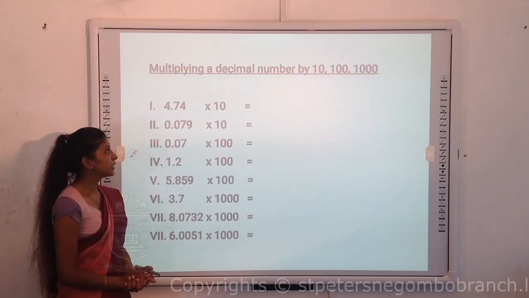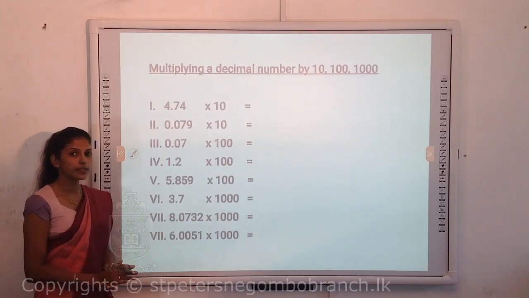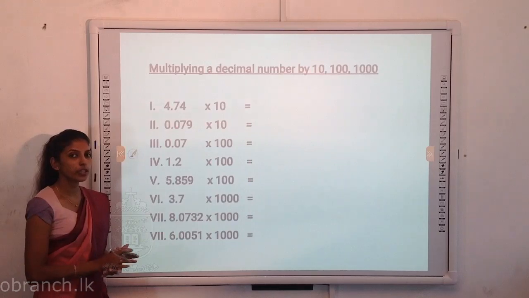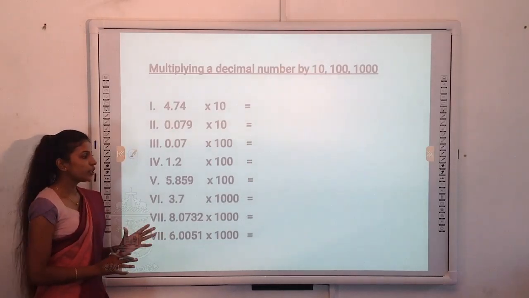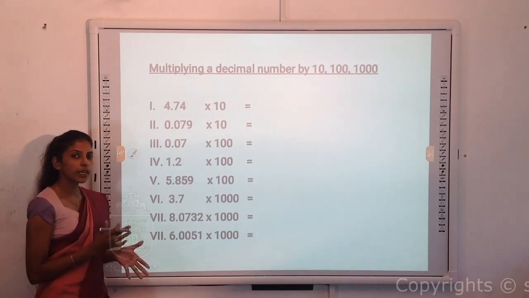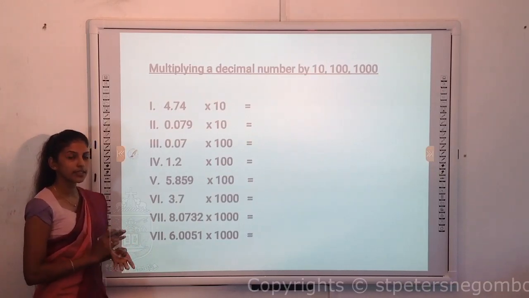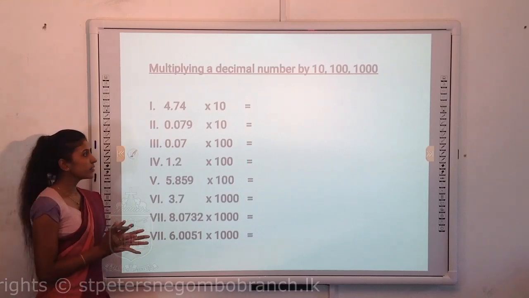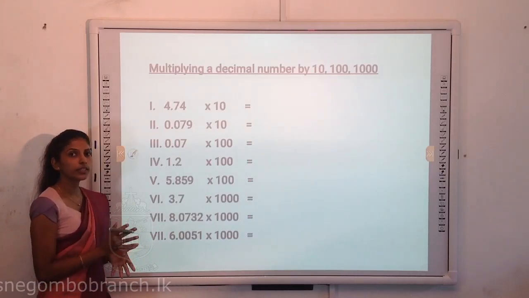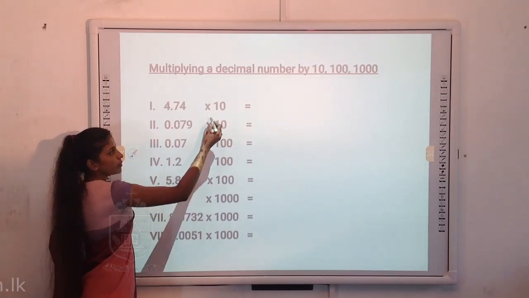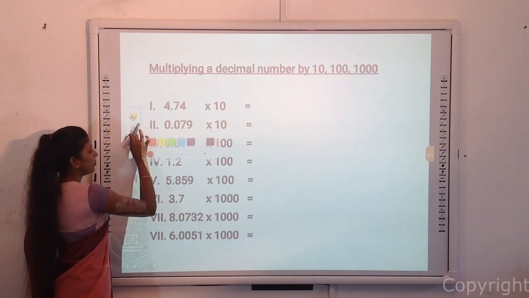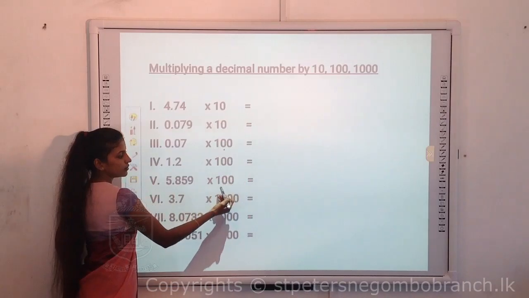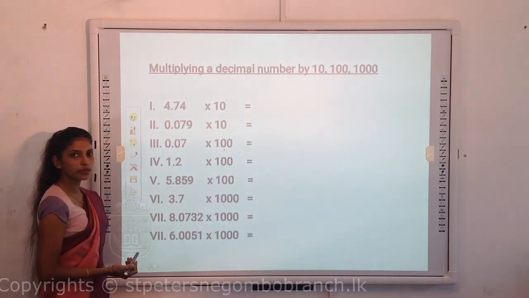Next, moving to multiplication of decimals by powers of 10. Earlier also we did the same thing, but here I am going to show you all a very easy method. When you are multiplying a number by a power of 10, which means 10, 100, 1000, the easiest method is to count the number of zeros in the power of 10. 1 zero, 2 zeros, 3 zeros. Likewise you have to count the zeros.